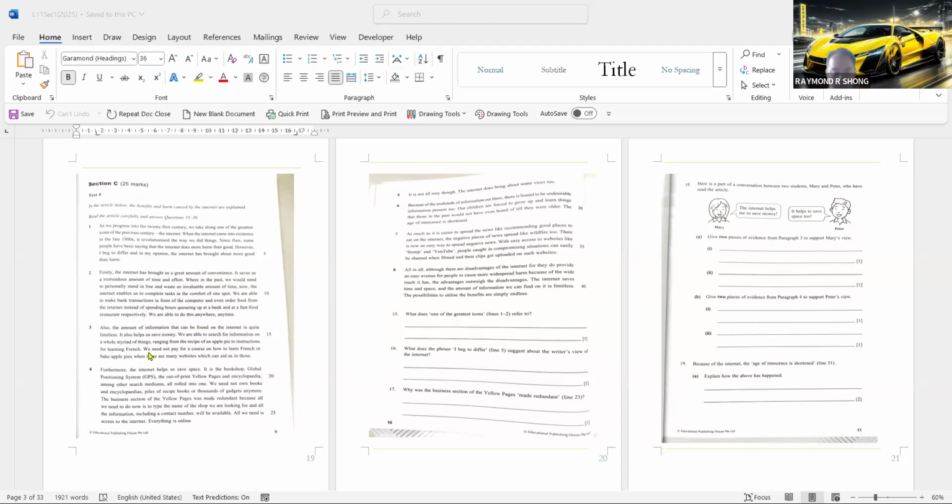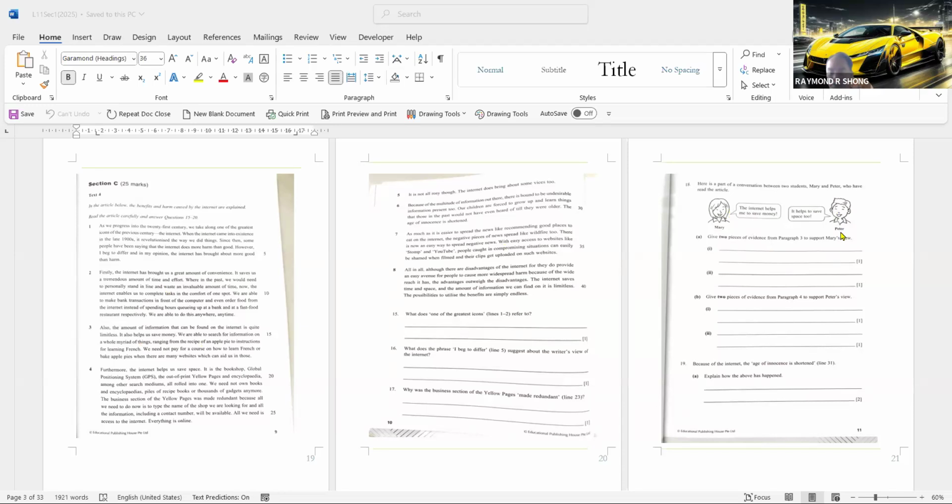So paragraph 3 is here. You don't care about paragraphs 1, 2, 4, 5, 6, 7, 8, 9, 10, you just care about this. But remember to read out the rest, because you're going to do summary next week. And then you say that it helps to save space too. So both are talking about the positive. One is save money, one is save space.